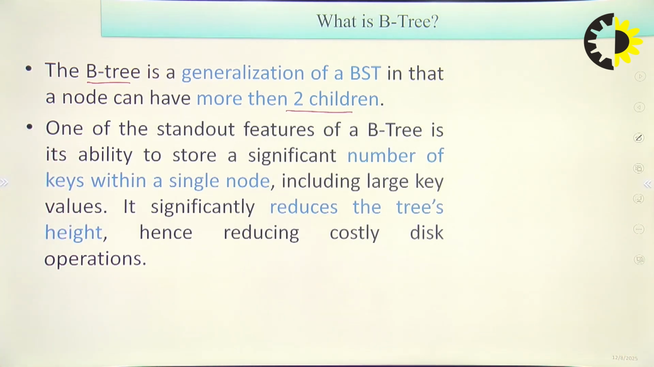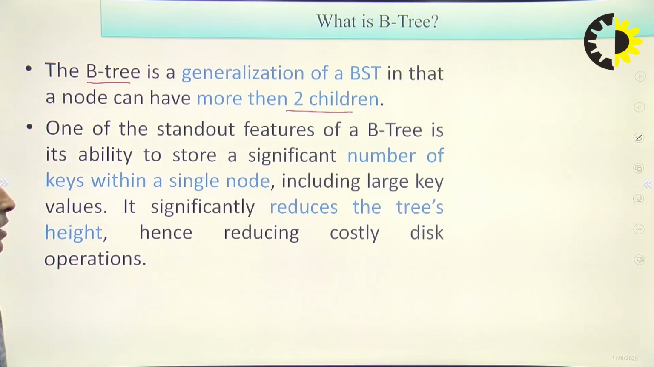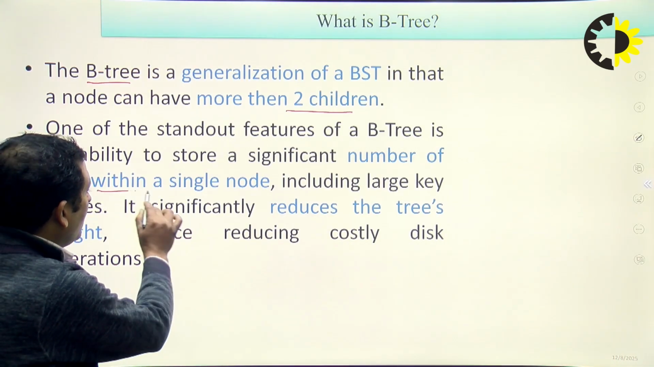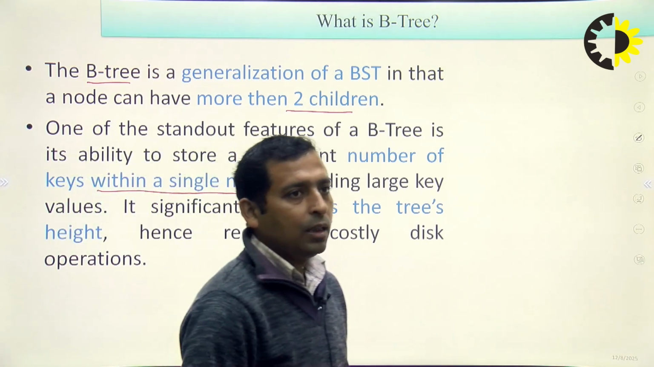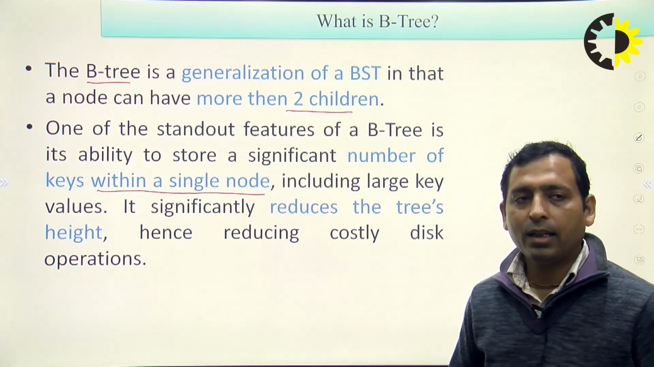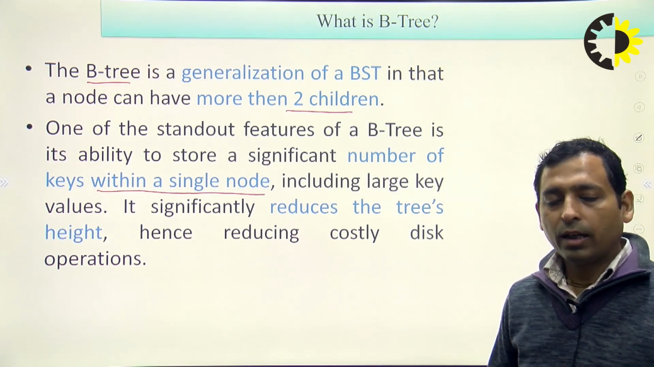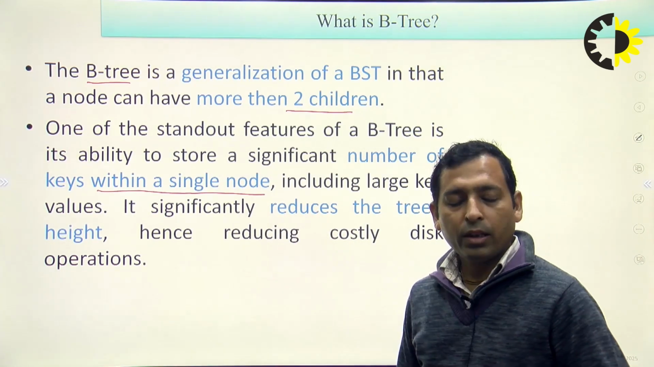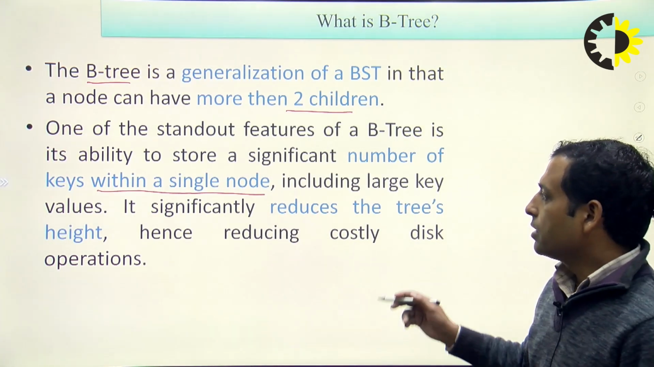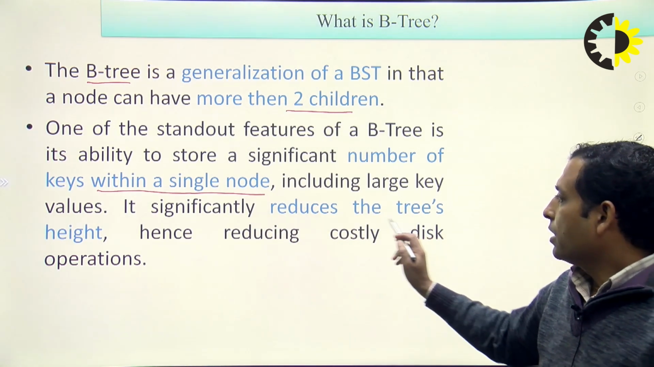One of the standout features of the B tree is the ability to store a significant number of keys within a single node. This is achieved by having more values in a single node. Just like in a BST only one value can be held by a single node, but in a B tree more than one value can be held within a single node, and it significantly reduces the tree height.